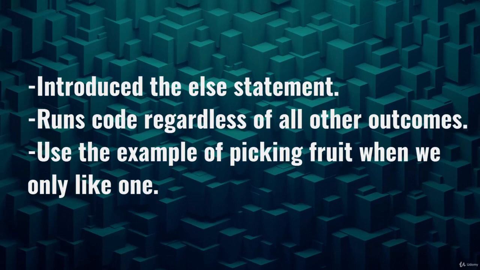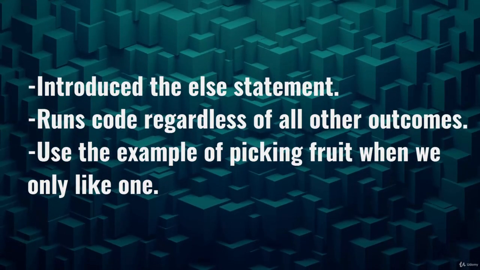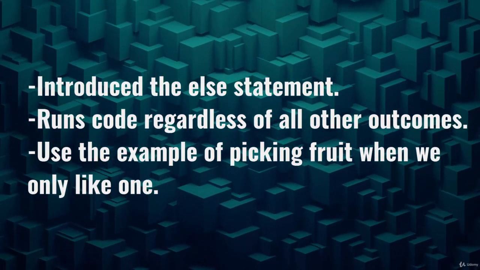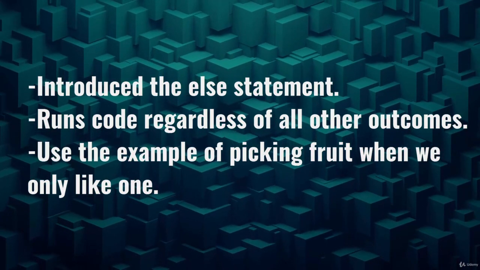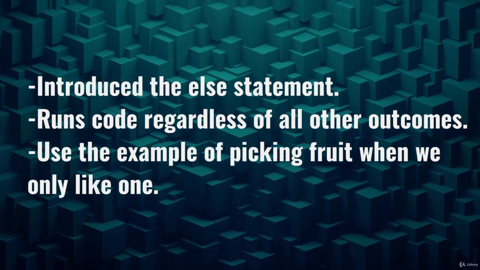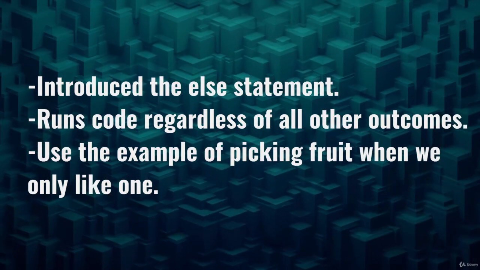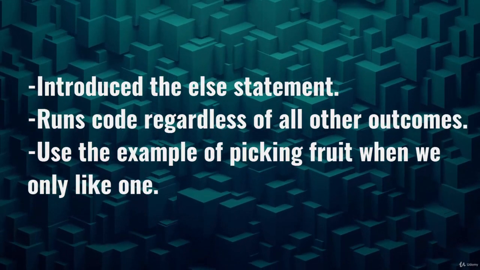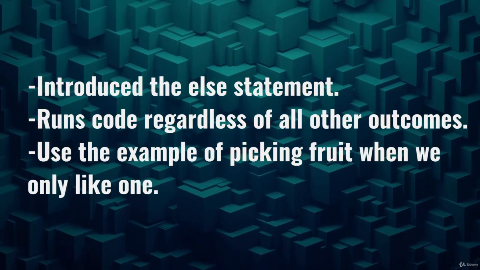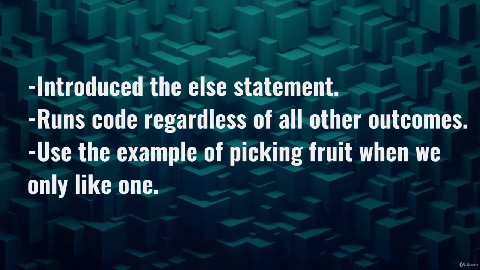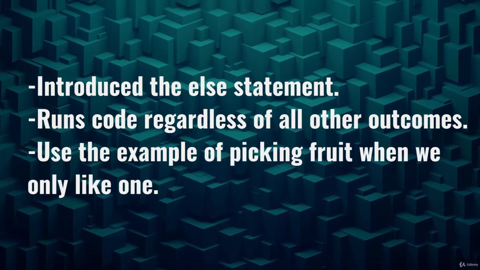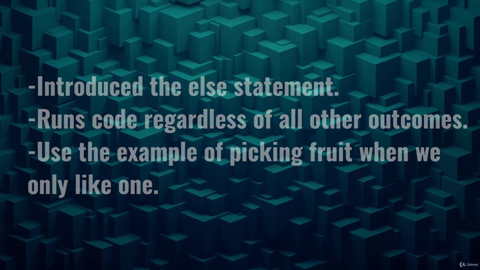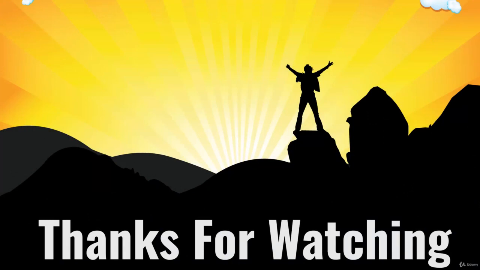So we used the example of picking fruit when we only liked one type. We had five different types of fruit, and we only like one of them, and if the one that we picked wasn't the one that we liked, regardless of which of the four it was, then we had the same message saying that we didn't like it. So else statements are great for encompassing all other possibilities, and if you want some kind of generic thing to happen regardless of which of the test cases it is.